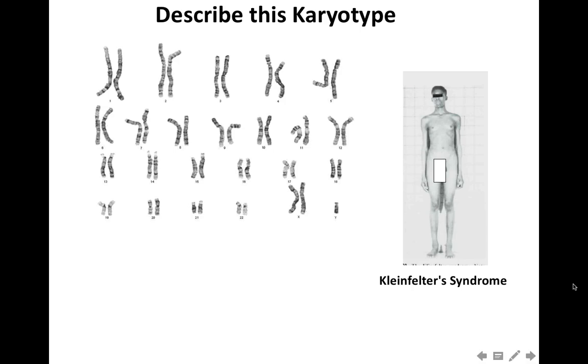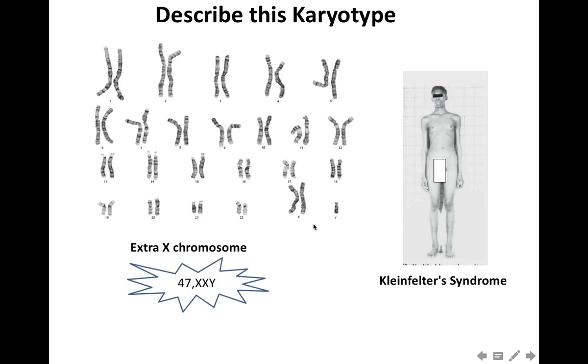This is Klinefelter syndrome, and the cause is the presence of the extra X chromosome. So the description of this karyotype will be: the total number is increasing by 1, so it is 47, XXY, and this condition is called Klinefelter syndrome.